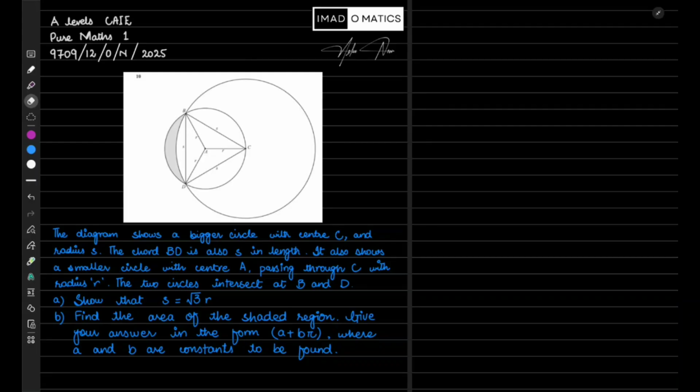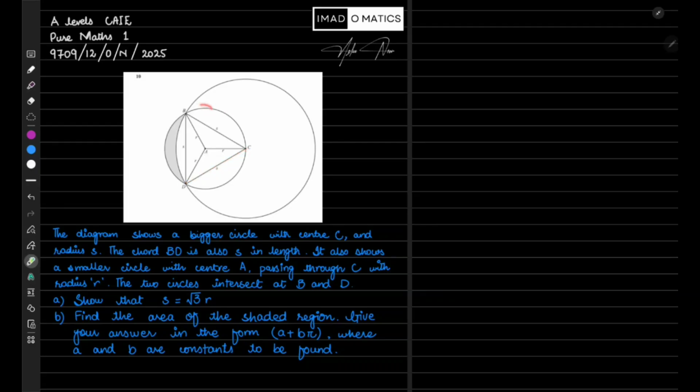The diagram shows a bigger circle with center C and radius R. The radius is S, this one. This is the radius, this is also the radius. So what are they telling us about the smaller circle? They are saying there is a chord BD in the same bigger circle that is also of length S, that is the radius of the circle.